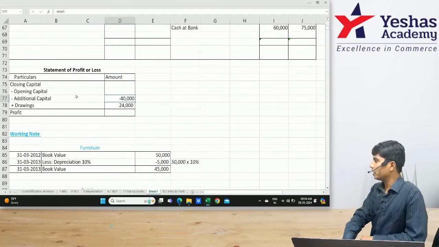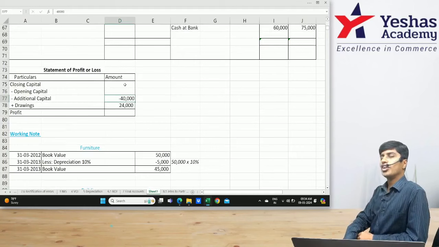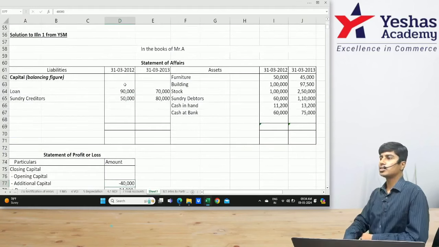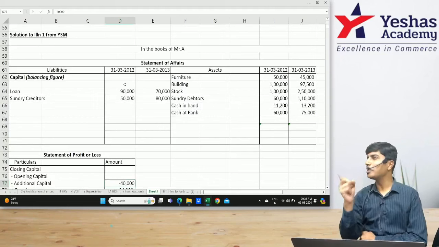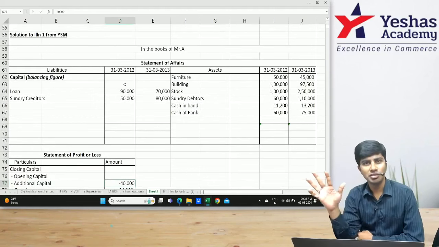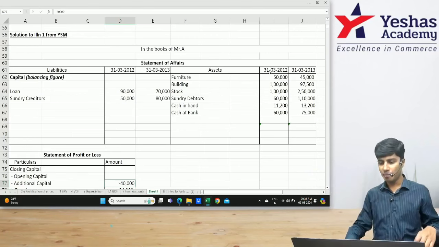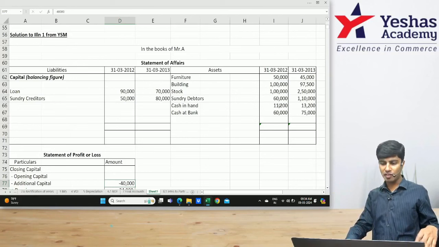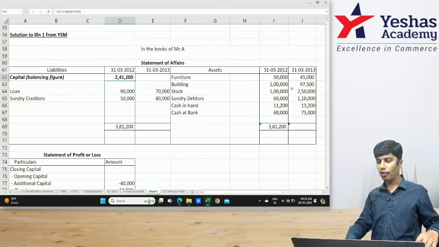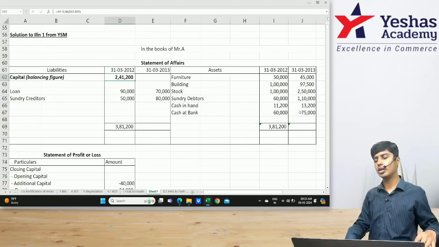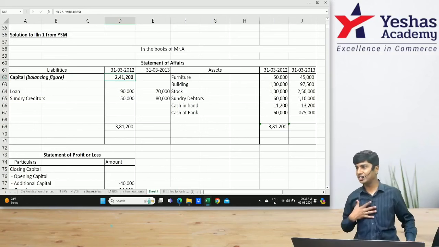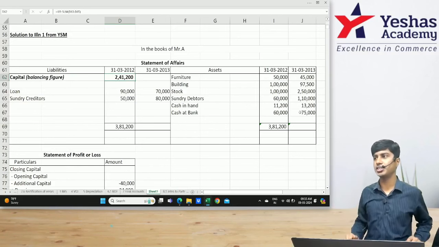Sir, now how do we find profit? What is missing? How do we find opening and closing capital? Statement of affairs. Come on. This is like a balance sheet. Have you ever taken a balancing figure in a balance sheet? First time ever in the history of your life in accounts. Come on, find the balancing figure in something which looks like a balance sheet. 1,50,000, 2,50,000, 3,10,000, 3,70,000, 3,81,200. 381,200 minus 140, 241,200. Am I right? Similarly, 45 plus 97,500 plus 250 plus 110 plus 13,200 plus 75. Last three digits, then the first three digits, 700, last three digits.